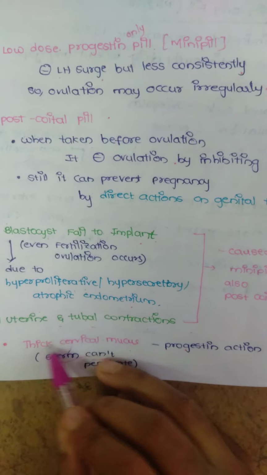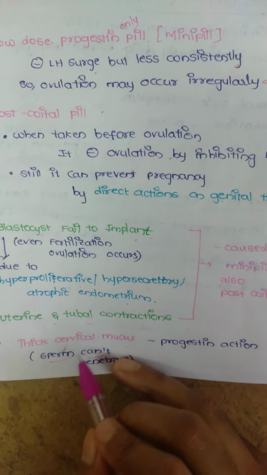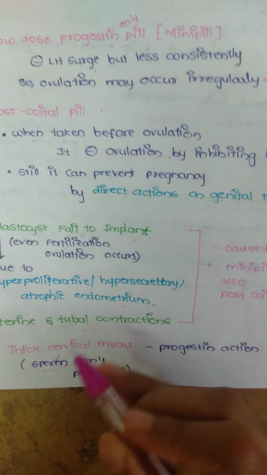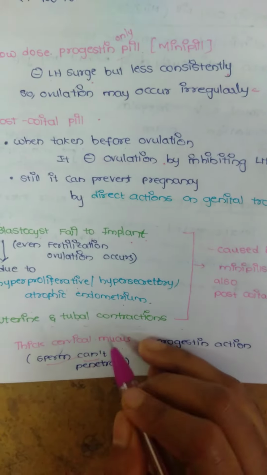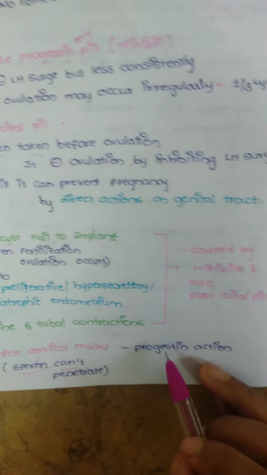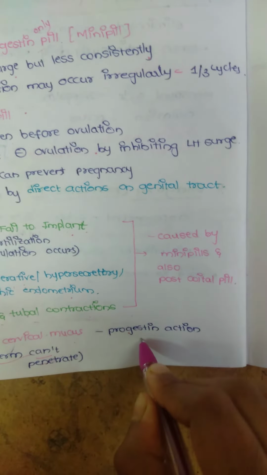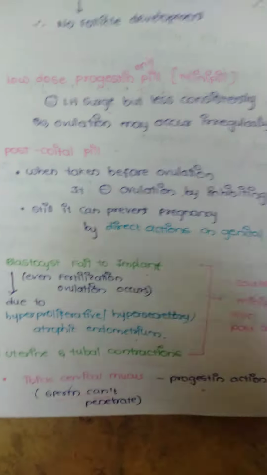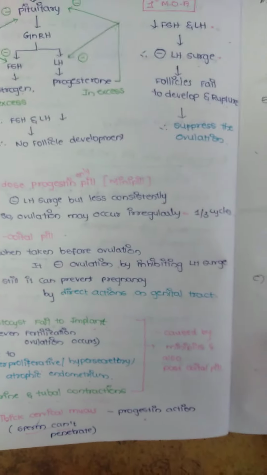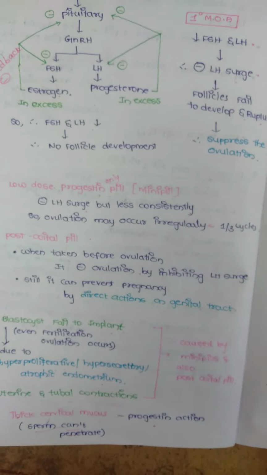If the cervical mucus is thick, sperms can't penetrate through it, go up and fertilize the ovum. So this is the first step of inhibition. The main action of progestin is to make the cervical mucus thick. In the next video we will learn about adverse effects of oral contraceptives.